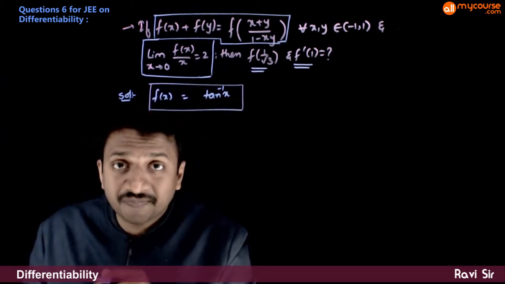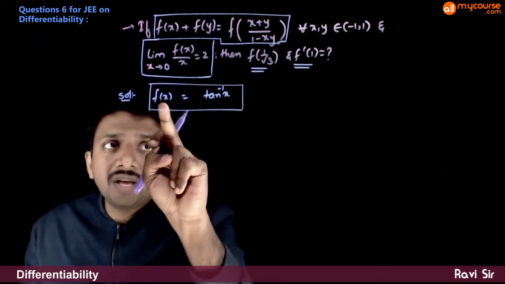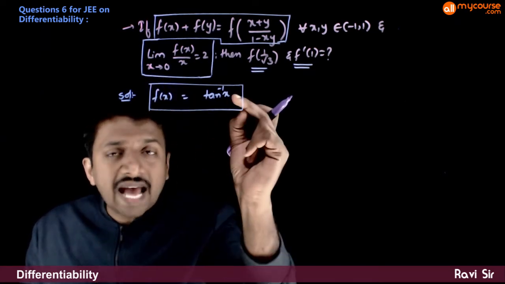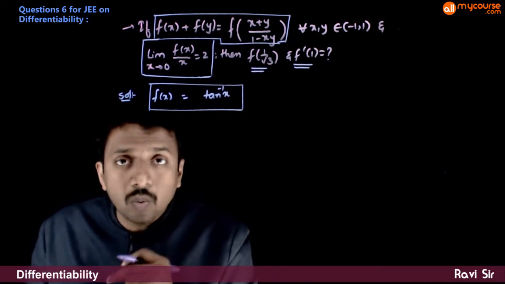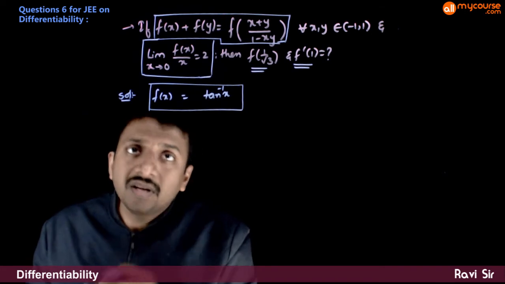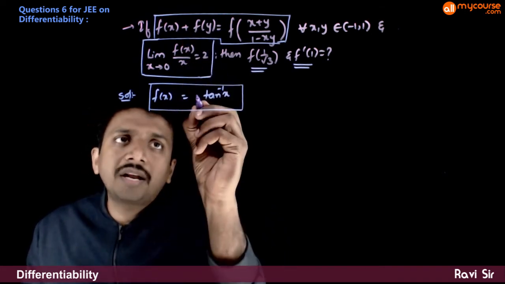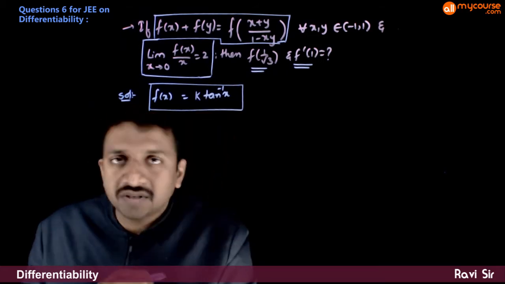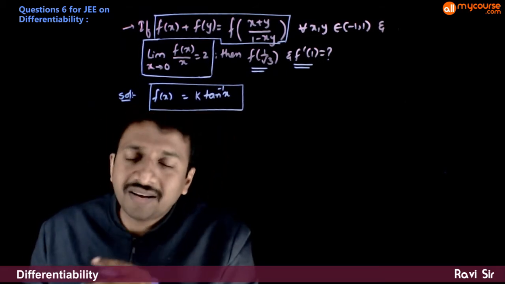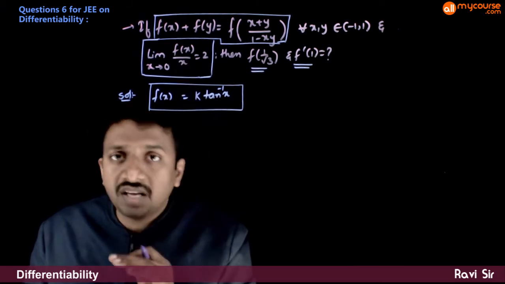This is my guess. But as you can see, as x tends to 0, tan inverse x by x is equal to 1. But in the question it's given that it is equal to 2. So should my function be exactly tan inverse x, or can it be some k times tan inverse x, where k can be any number? So let us see whether this function satisfies this equation or not.